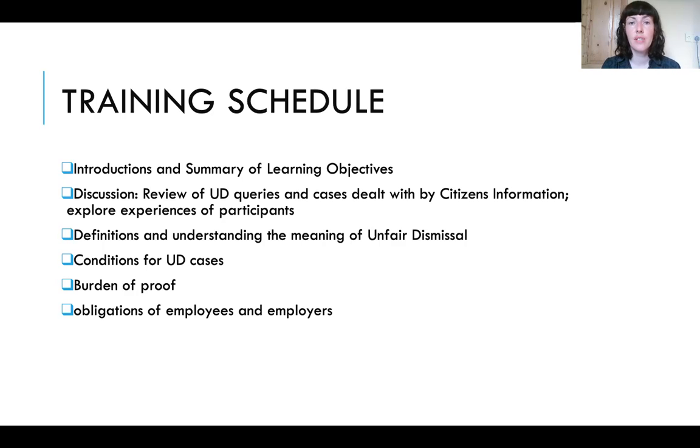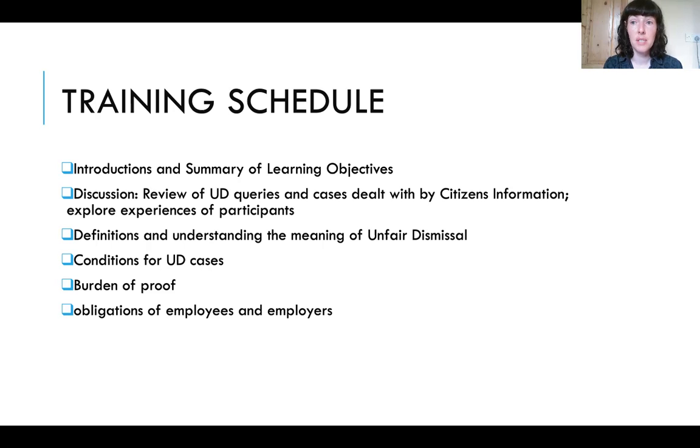Some of the types of queries that were shared or cases related to one was when there was a redundancy situation for an employee who had been there 3 years, but the employer had hired somebody else. So they felt that it wasn't really a redundancy. So that could definitely be an unfair dismissal. There have been cases where employees have just been left on layoff and the employer disappears, but they get no contact. People let go with no warning.